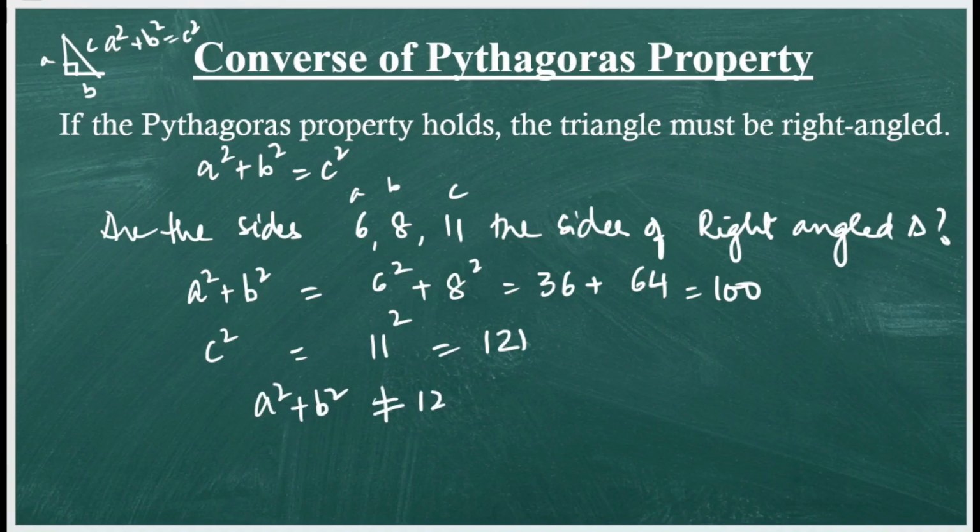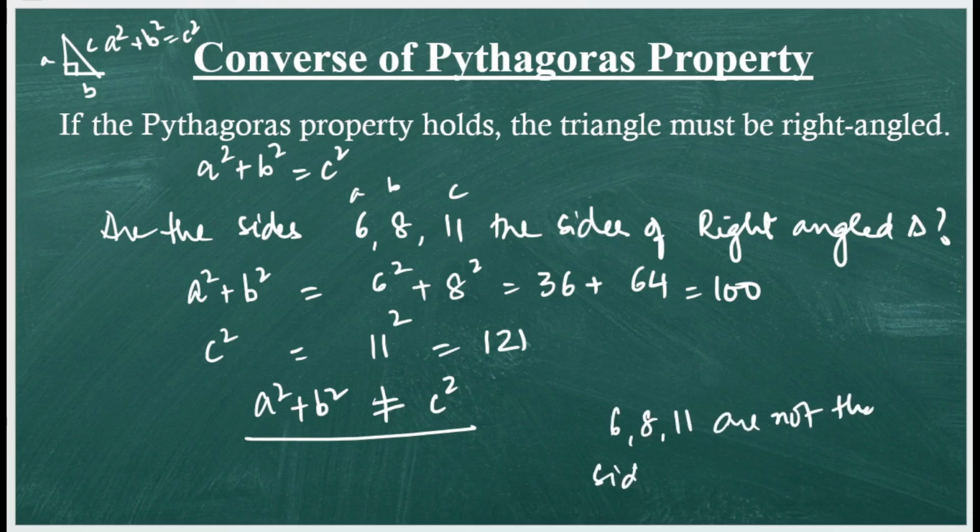So you can say that the Pythagoras property does not hold true in this case, because a square plus b square is not coming out to be equal to c square. So 6, 8, 11 are not the sides of a right angled triangle. It means if I draw a triangle, I will not be able to form a right angle triangle.